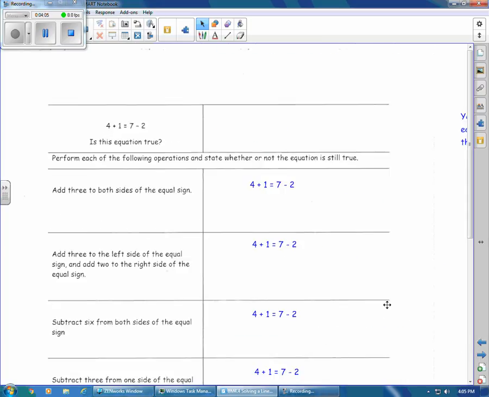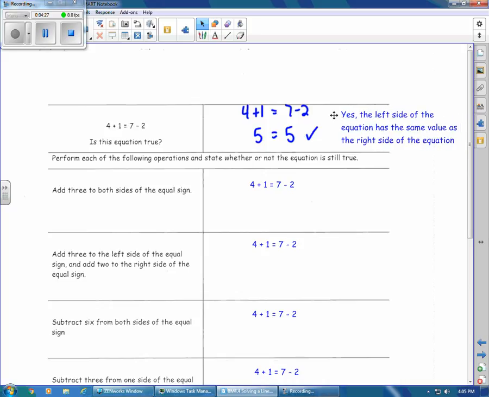So we have a simple equation. 4 plus 1, is that equal to 7 minus 2? Let's see, 4 plus 1 is 5. Is that equal to 7 minus 2, which is 5? Yes, it's equal. So both sides, the left side of the equation and the right side of the equation, are equivalent. Okay?